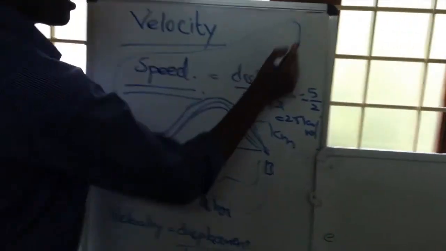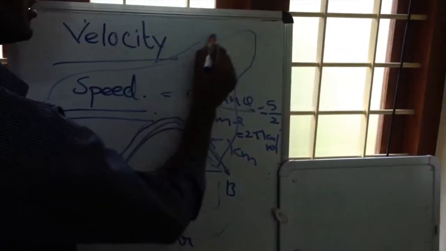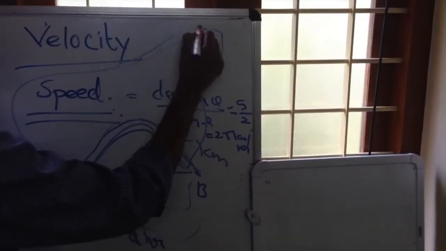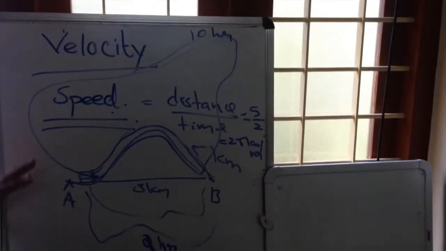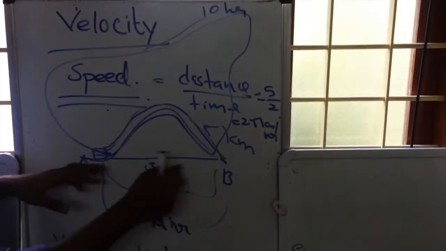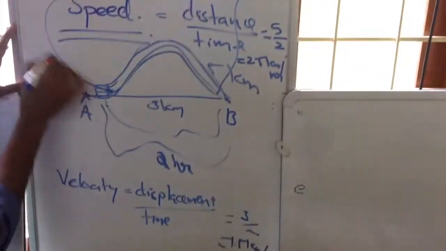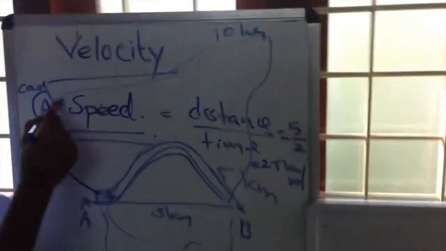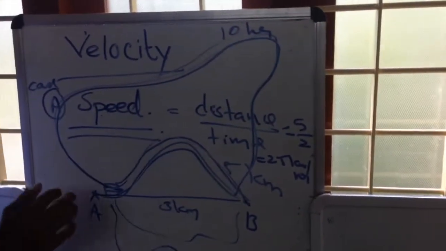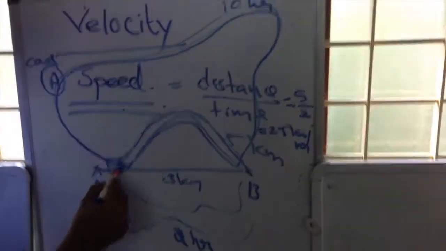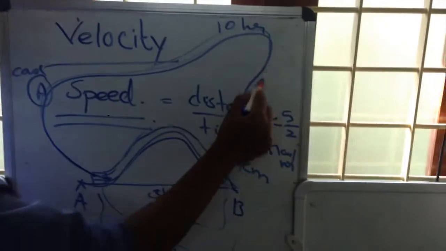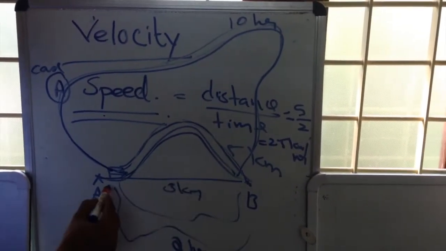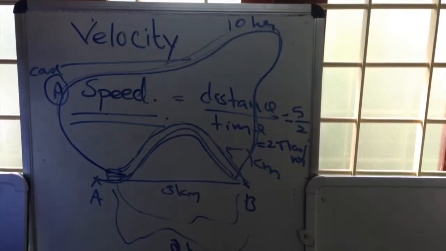Suppose I am taking a different path like this. For traveling from A to B, as the distance traveled is more, the time will be about 10 hours. But in that case too, the displacement is 3 kilometer. We call the earlier path case A, and now we are considering this long path. When we are traveling through this long path, the time taken to complete the travel from A to B will be greater than the previous case.